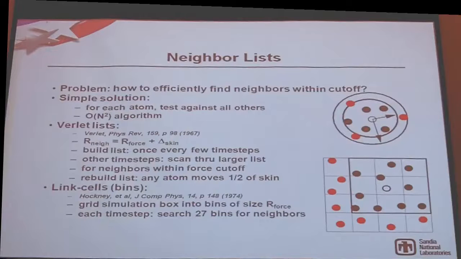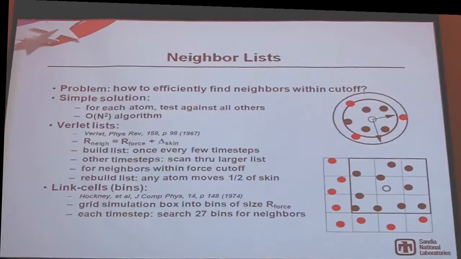And the question then is, how do we efficiently find the neighbors that are within each atom's cutoff? A simple solution would be just to test each atom against every other atom in the simulation domain, but that's kind of a naive assumption. And that would scale according to order n squared, which is really bad, especially as n grows large.